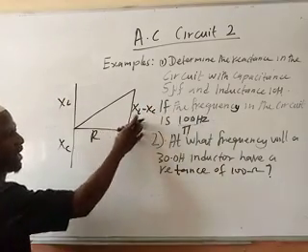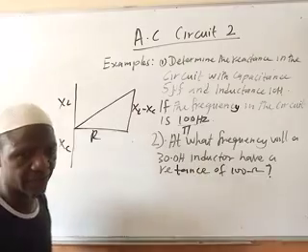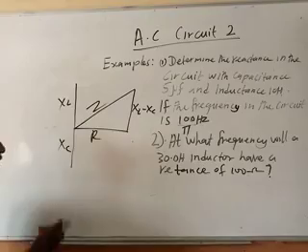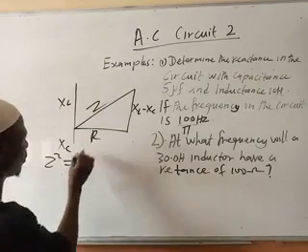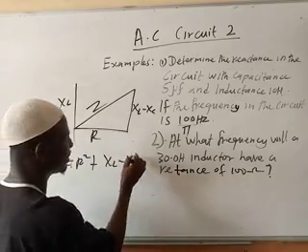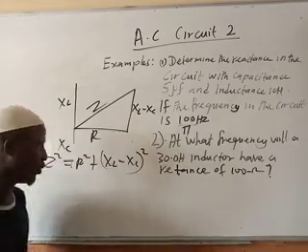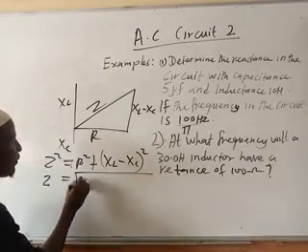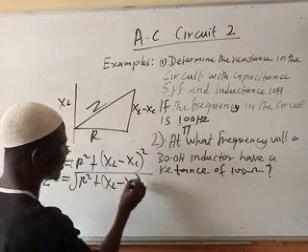Then when you have something like this, you use Pythagoras theorem to get the resultant. And that resultant is called impedance. Therefore, to get the impedance, we have impedance square is equal to R square plus XL minus XC everything square. So if you are looking for this, just find the square root of both sides. That is Z, that is impedance, is equal to square root of R square plus XL minus XC everything square.